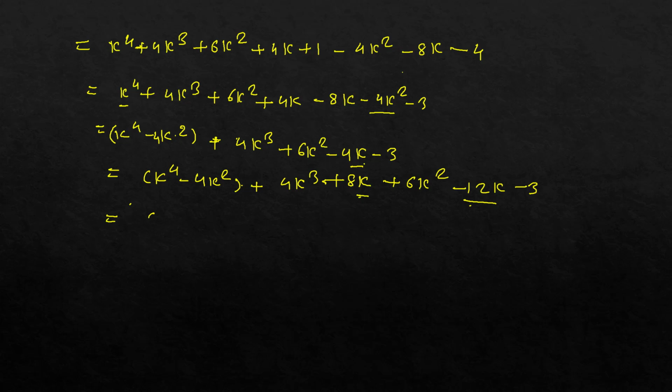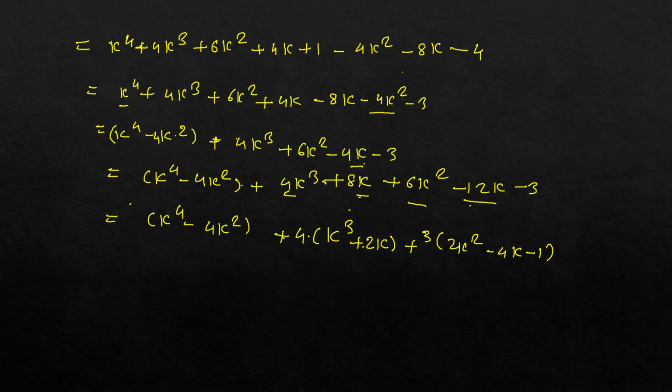So here we get the last term as (k raised to 4 minus 4k square) bracket complete plus, now from this term and this term take 4 as a common term, so we get 4 within the bracket (k cube plus 2k) bracket complete plus, now from this term take 3 as a common term, so we get 2k square minus 4k and then minus 1. So which is a multiple of 3, means divisible by 3.